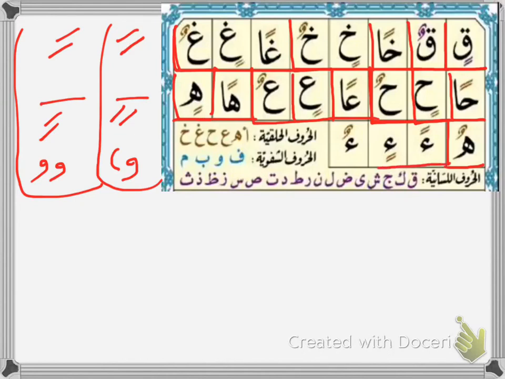The last one in this lesson is the همزة. همزة فتحتين أن. همزة كسرتين إن. همزة ضمتين أن. So the name of the letter is Hamza. The way we pronounce it is a. So an, in, on. This is lesson 5 of دروس من الدروس النورانية.